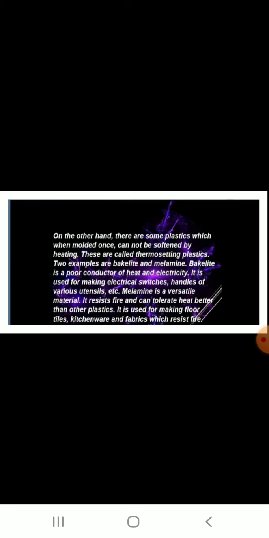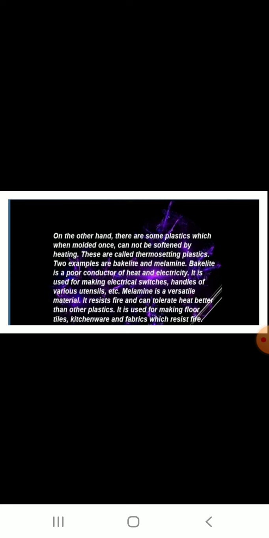Melamine is a versatile material. It resists fire and can tolerate heat better than other plastics. So it is used for making floor tiles, kitchenware and fabrics which resist fire. That is why thermosetting plastics are used as floor tiles, in some places, especially in laboratories. And kitchenware, especially the cooker handle. You might have seen the cooker handle, heavy weight, but it is a plastic, a thermosetting one.